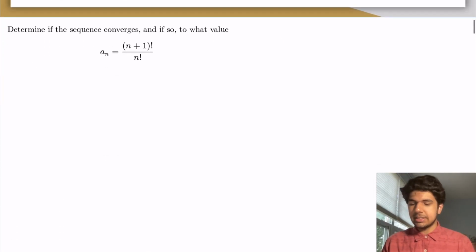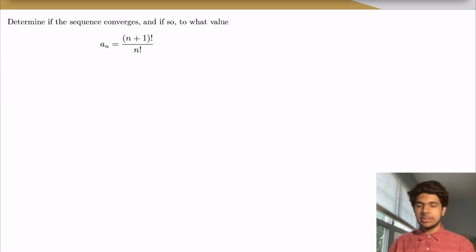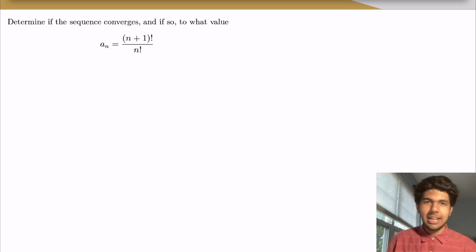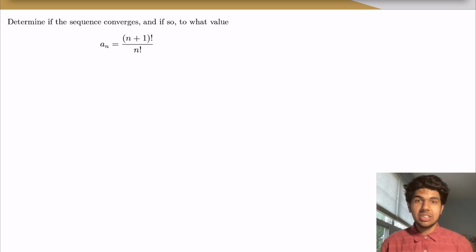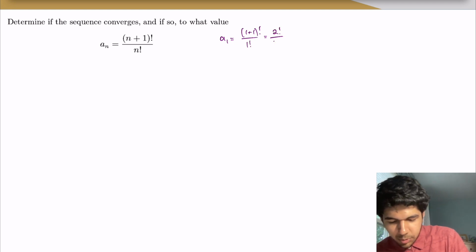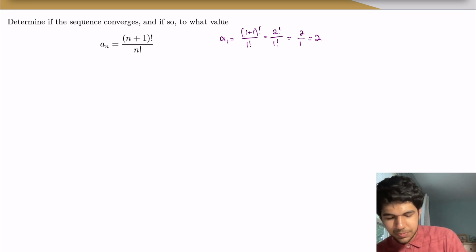So here we have an example. Determine if the sequence converges, and if so, to what value. Before we get into the actual math, I like just listing out a couple of terms to see what it looks like, maybe get some insight into what the answer could be. So a sub 1 is going to be equal to (1 plus 1) factorial over 1 factorial, which is 2 factorial over 1 factorial, which is 2 over 1, which is equal to 2.